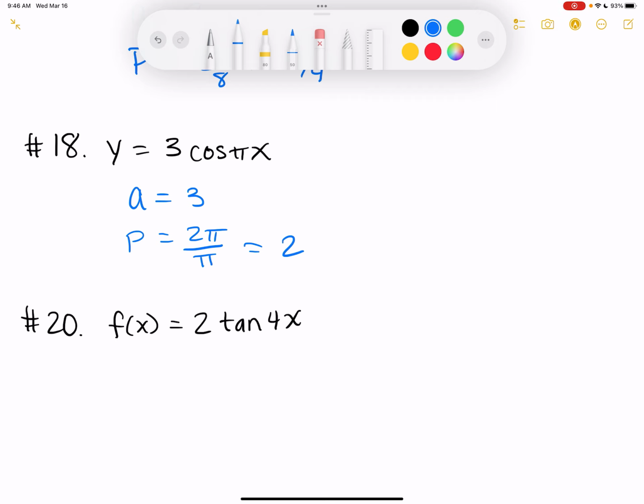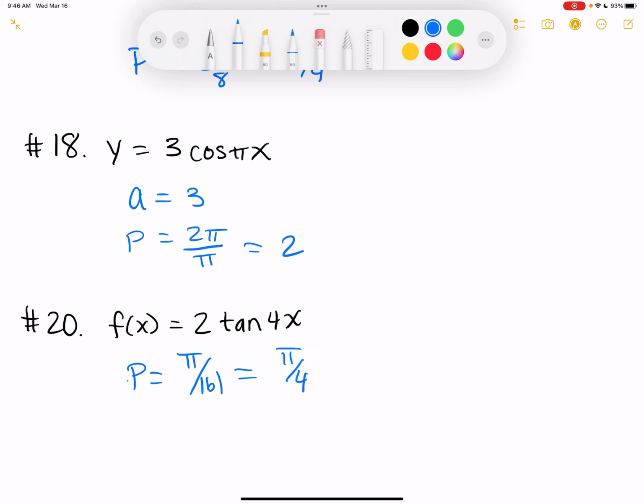Okay, so period is equal to... wait, you can't find the amplitude. Period is pi over the absolute value of b. Okay, so in this case it is pi over 4. That's just it.